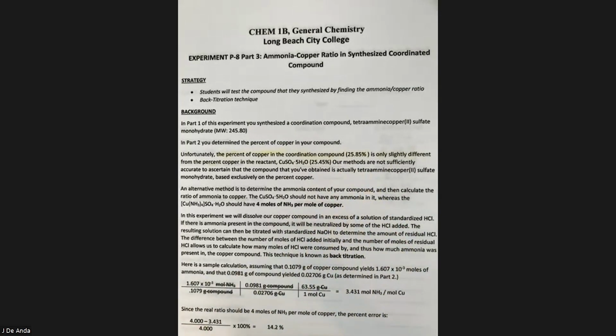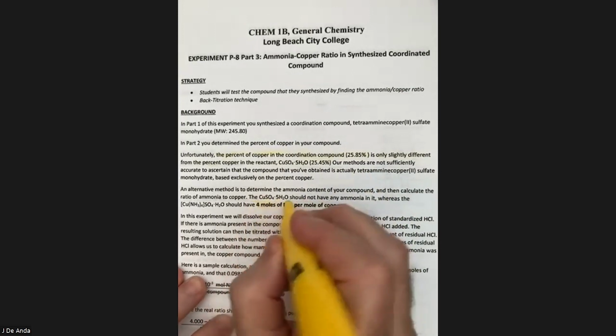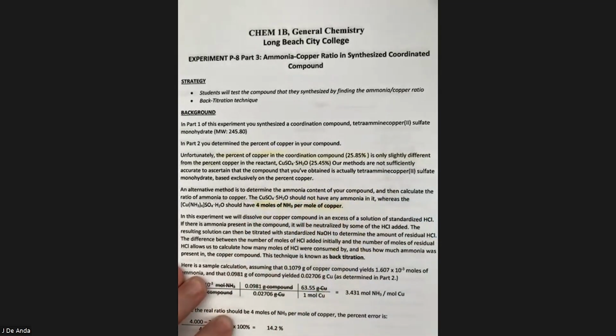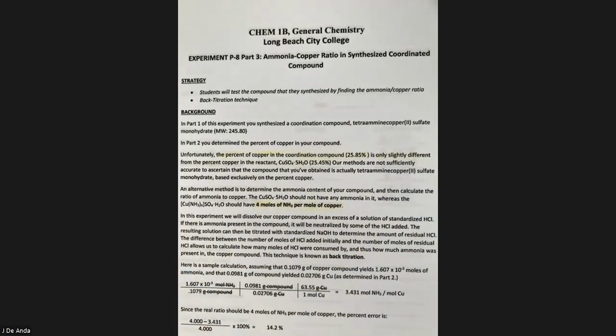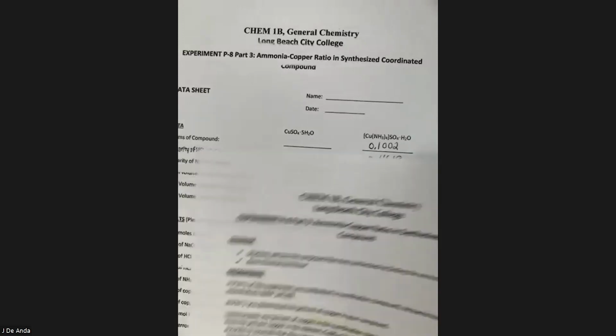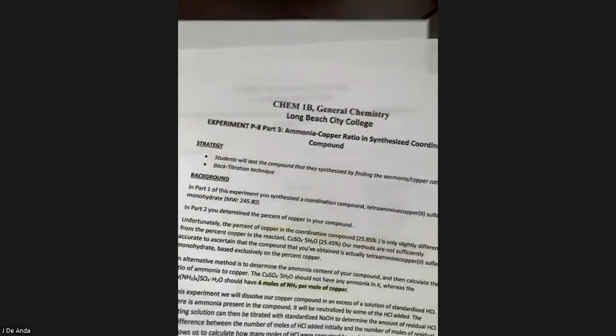So even if we have a perfect yield, we're still going to be asking, well, it's not close enough. So we're going to take an alternative method. We're going to take advantage of the fact that our product should have 4 moles of ammonia per mole of copper. And so we're going to calculate the number of moles of ammonia in a sample of our compound. I'm going to come over here to a blank sheet of paper first of all, and discuss what our strategy is.